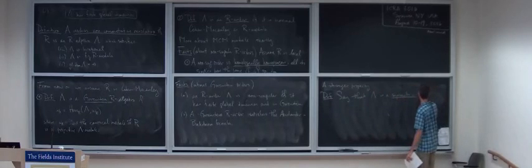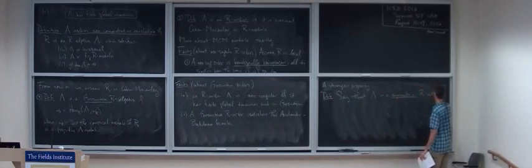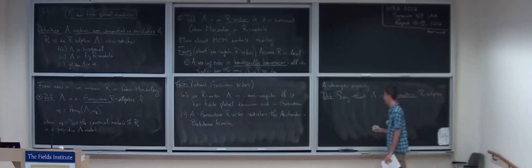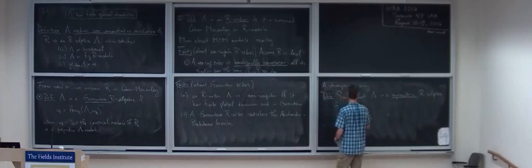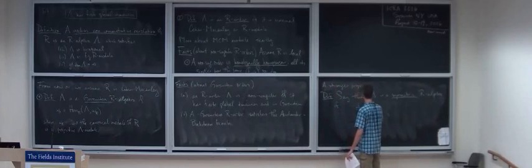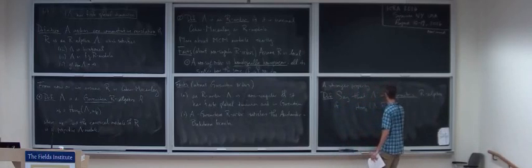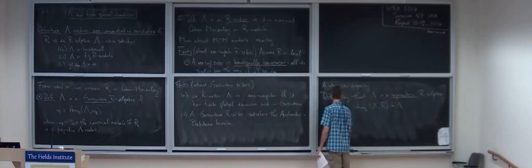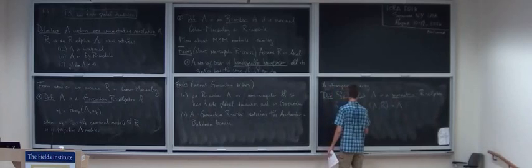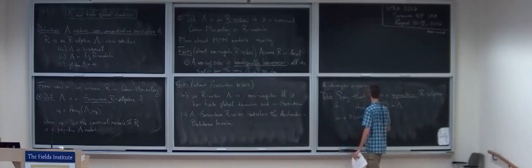Lambda is a symmetric R algebra if Hom over R of lambda into R is isomorphic to lambda as a two-sided lambda module.